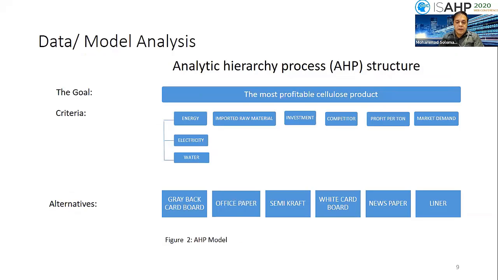Here is the model. As we see in Figure 2, it illustrates the AHP structure: the goal, the 6 criteria and 2 sub-criteria, and 6 products as alternatives. The goal is to determine which alternative has the most weighting value among the others. As we see, the experts revise each other in the Delphi method and give all major criteria and alternatives.